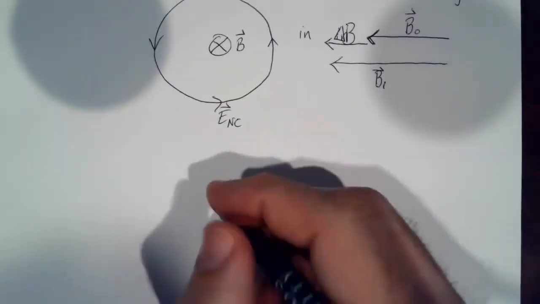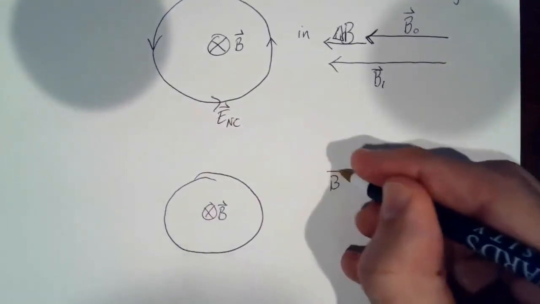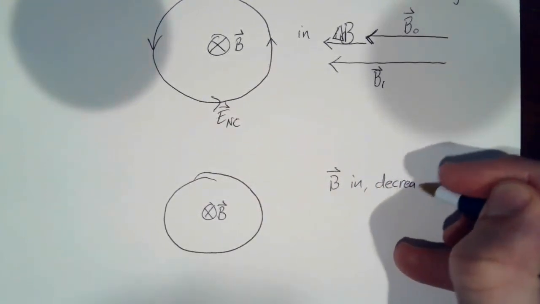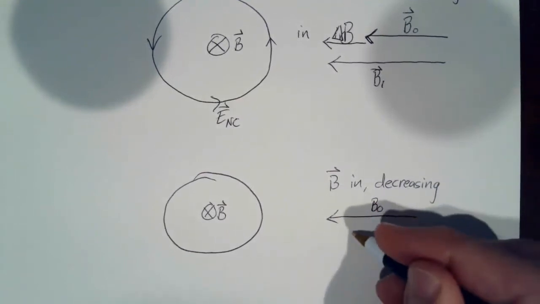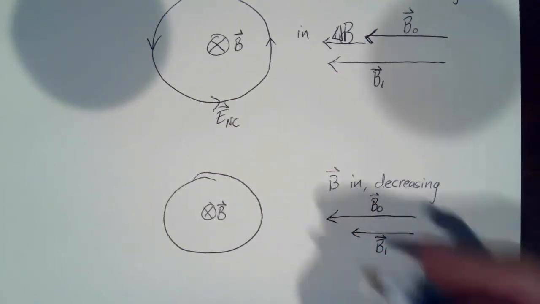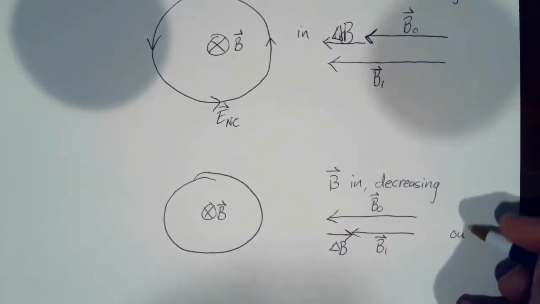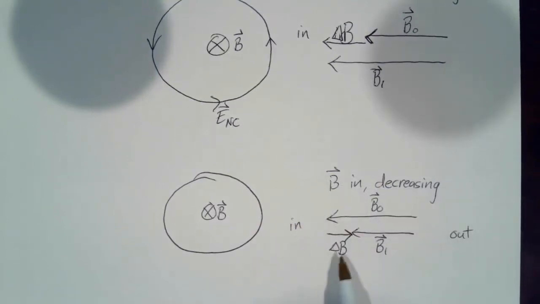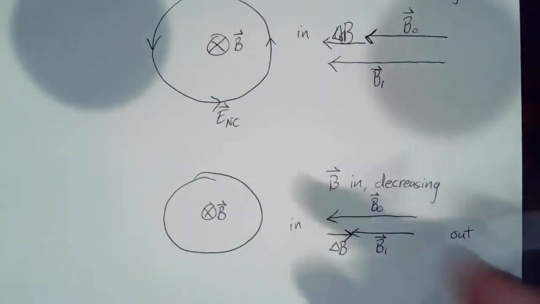And then the last example is B going in, but decreasing. Okay, so B naught going in, and it gets shorter. So what do I have to add to B naught to get to B1? I need to add this negative vector. Okay, so this vector, if in is on the left, out is on the right, then this vector is pointing out. So d phi dt is out. So the negative of that is in. So I point my right thumb into the page, and I curl my fingers around in the clockwise direction.